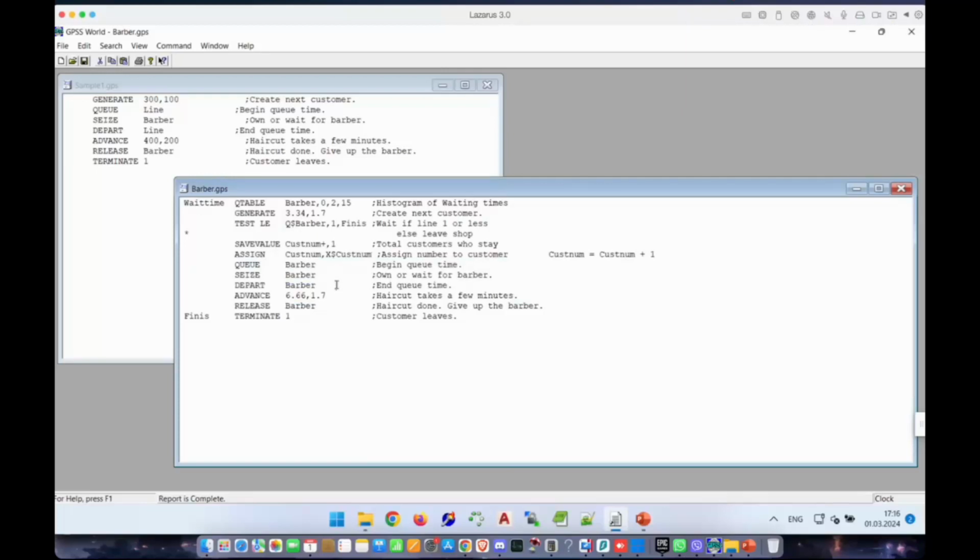Is this example clear for you guys? What would you say?